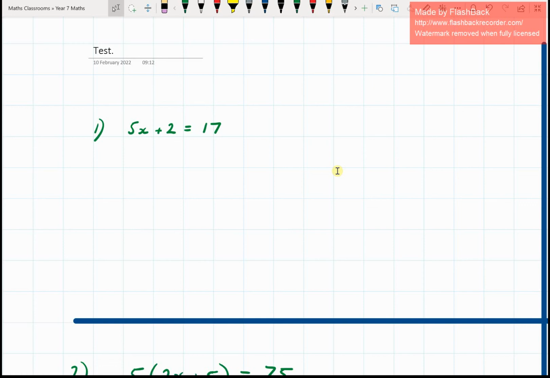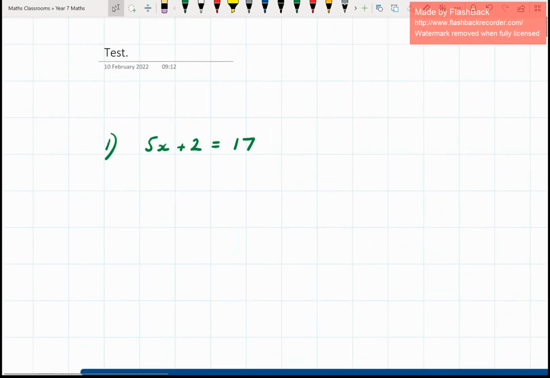Welcome to today's screencast. This one is on preparation for our test on Monday or Tuesday. So what I've got is a question for you, or a couple of questions, and then I will demonstrate, and then I'll leave some questions for you to do. On the first one, what we've got is 5x + 2 = 17, and we're looking to find the value of x.